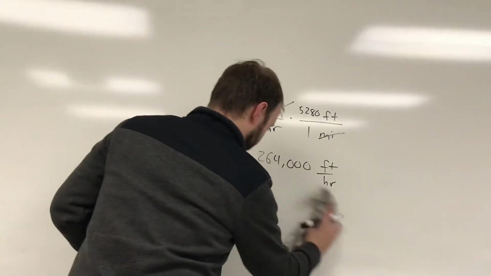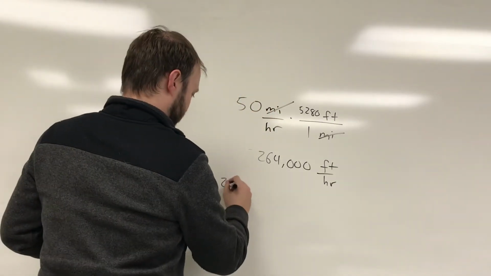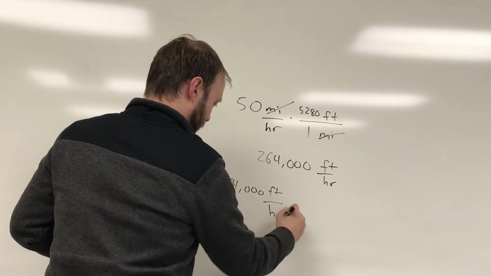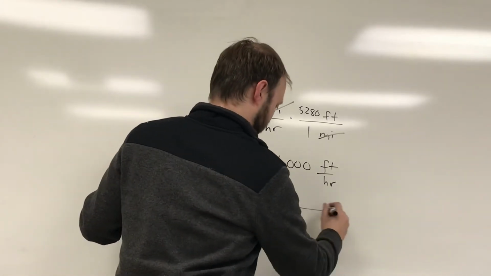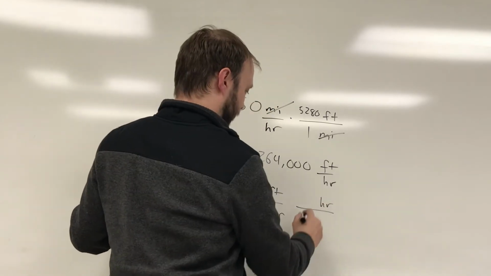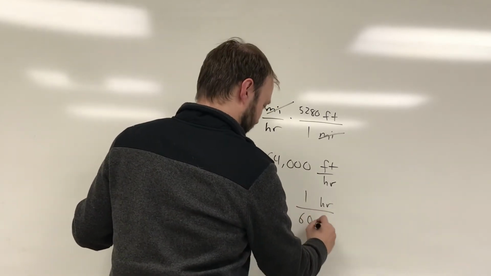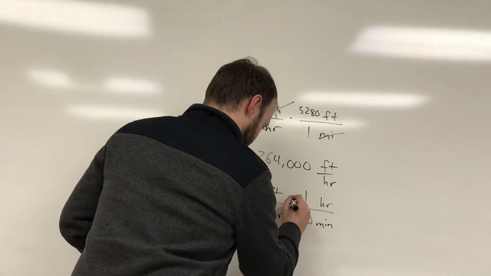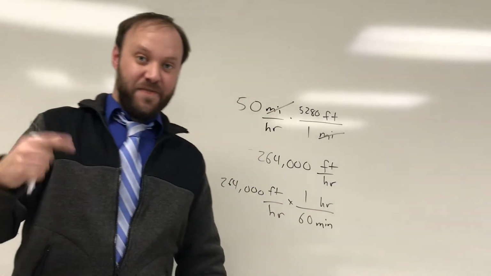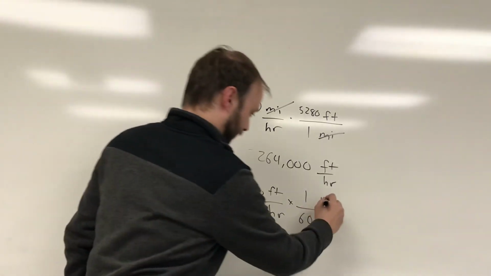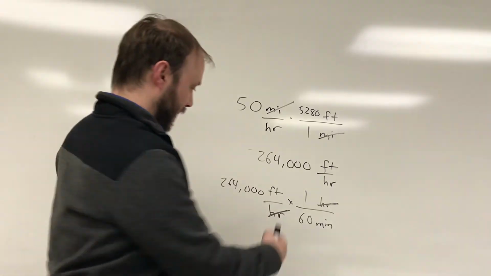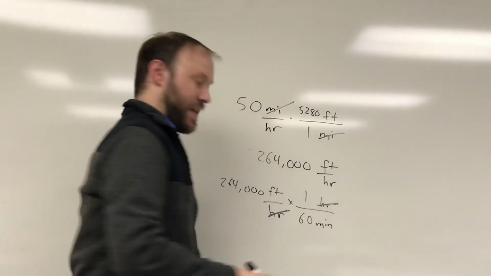So I'm going to take my 264,000 feet per hour, okay? I want to cancel hours, so I'm going to have hours on top. 1 hour is the same thing as 60 minutes, okay? And again, I'm going to multiply these two things. If I multiply these fractions, notice I've got hours in the numerator and in the denominator. Those cancel. I'll be left with feet on the top. I'll be left with minutes on the bottom.